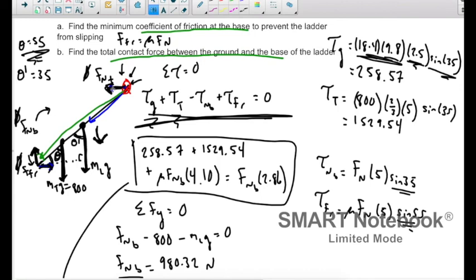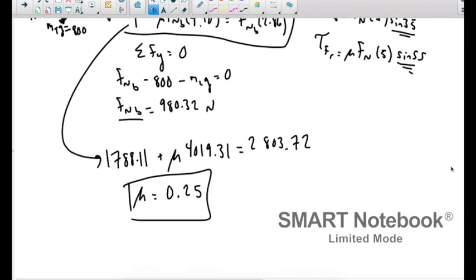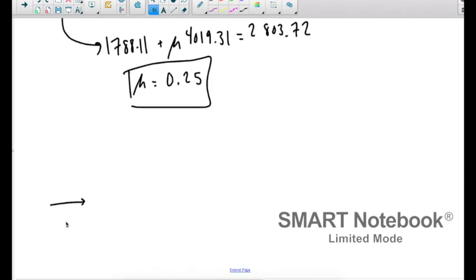Okay? All right, so part B now, find the total contact force between the ground and the base of the ladder. So what's that getting at? Well, I know that the ground is contacting the ladder in 2 different ways, through friction and through this normal force. So when it asks me to find the total contact force, it's asking me to find the vector sum of those. So for part B, I need to take the force of friction and do a vector sum with the normal force at the base.